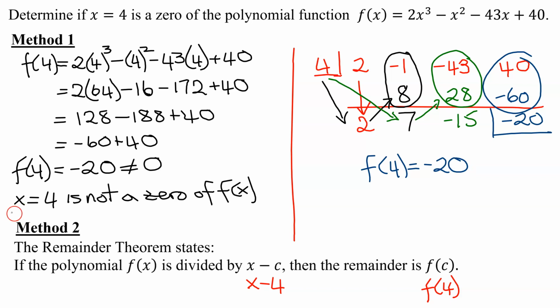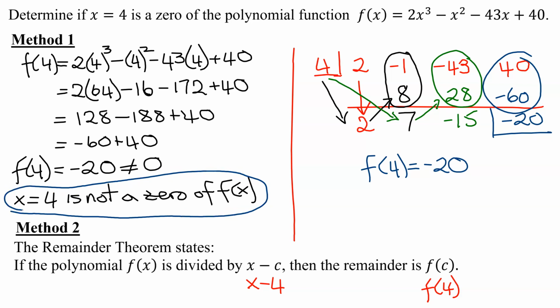So again, x equals 4 is not a zero of f of x because f of 4 did not equal 0. Did I get the same answer both ways? Yes. It's up to you to pick the one that you find the easiest. I think the arithmetic in synthetic division is a little bit easier than the arithmetic in evaluating f of 4. But it's totally up to you to pick the method you prefer.